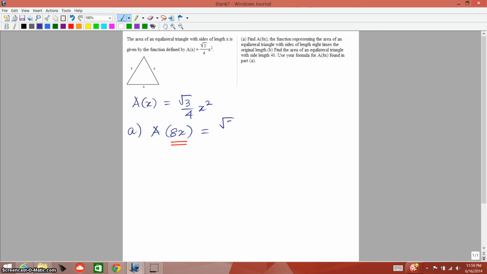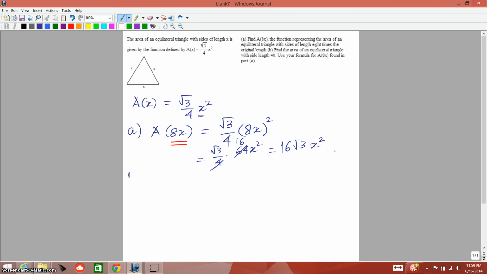So you just substitute wherever you had the input of x. So this one will be 8x whole squared. Now you just simplify. So this becomes square root of 3 over 4, and that's 64x squared. And since you have a common factor of 4, you simplify that and your final answer comes out to be 16 square root of 3 x squared.